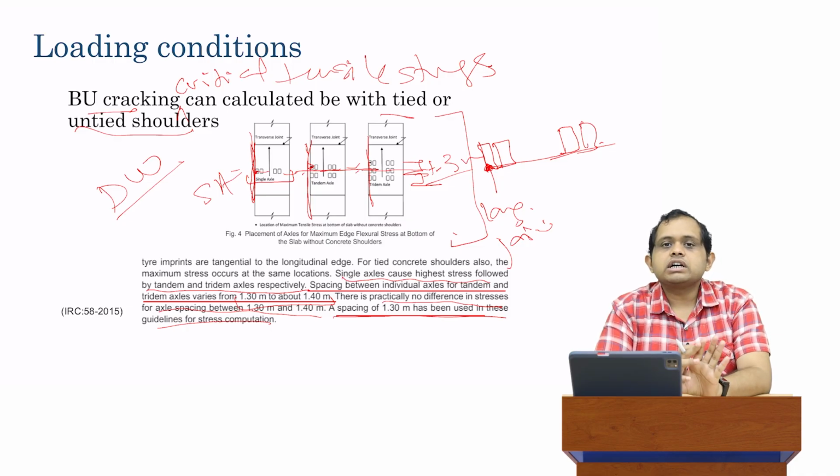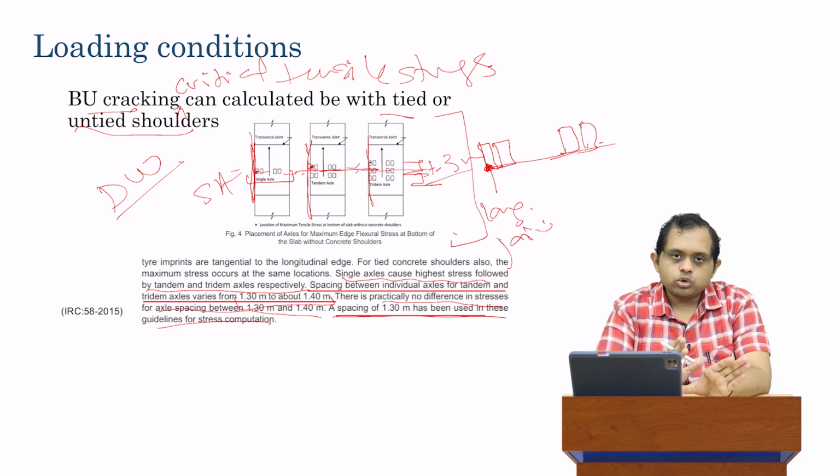So this is the critical loading condition for bottom-up cracking. Namely, we always consider dual wheels in this case.